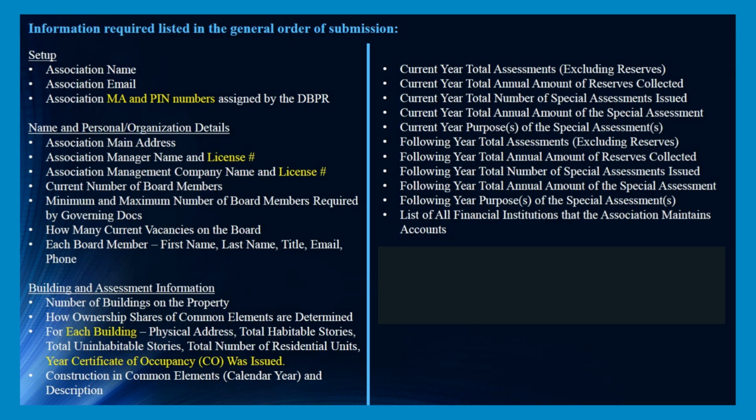For the current year: total assessments excluding reserves, total annual amount of reserves collected, total number of special assessments issued, total annual amount of the special assessments, and purposes of the special assessments. For the following year: total assessments excluding reserves, total annual amount of reserves collected, total number of special assessments issued, amount of the special assessment, and purposes of the special assessments. And finally, the list of all financial institutions where the association maintains accounts.